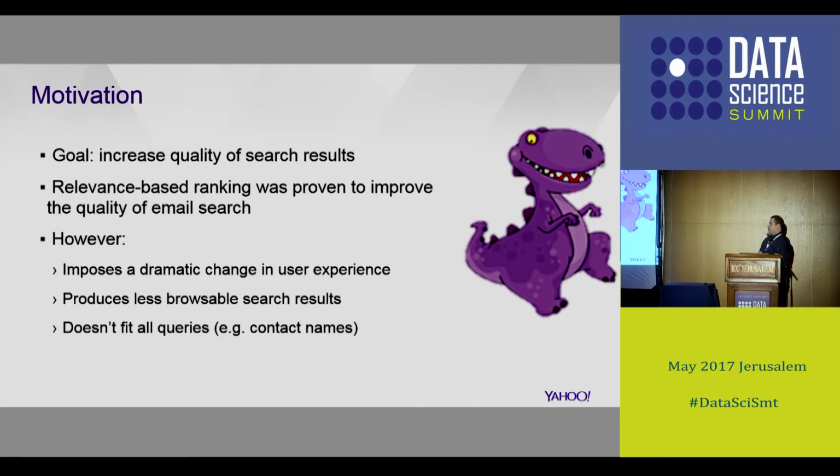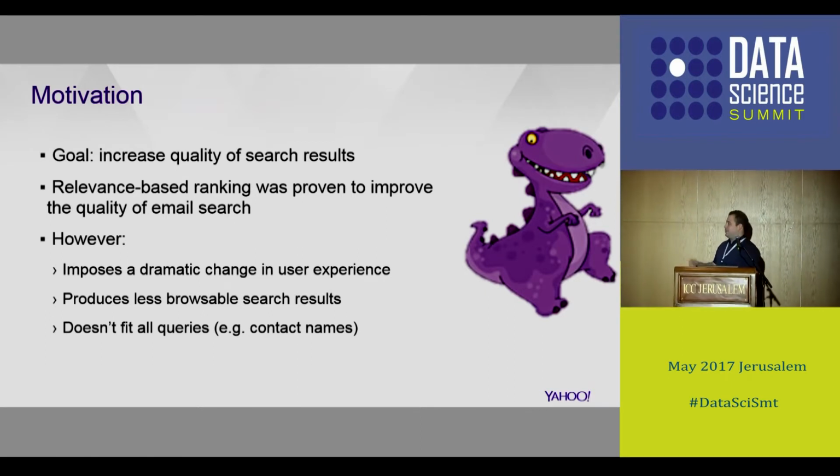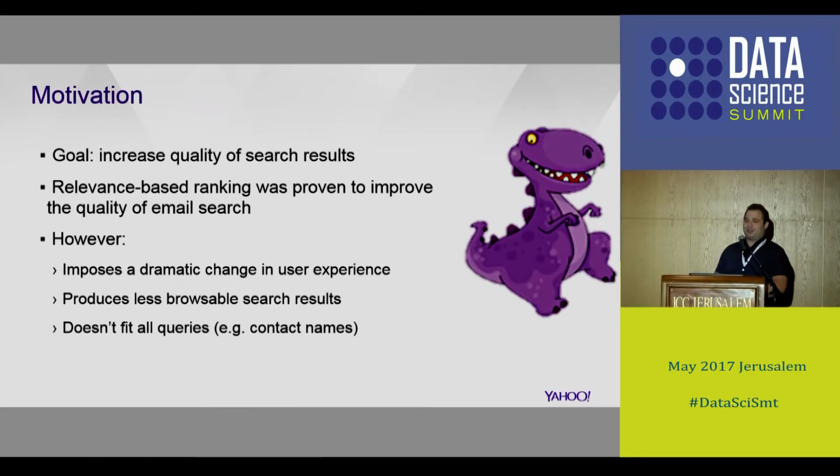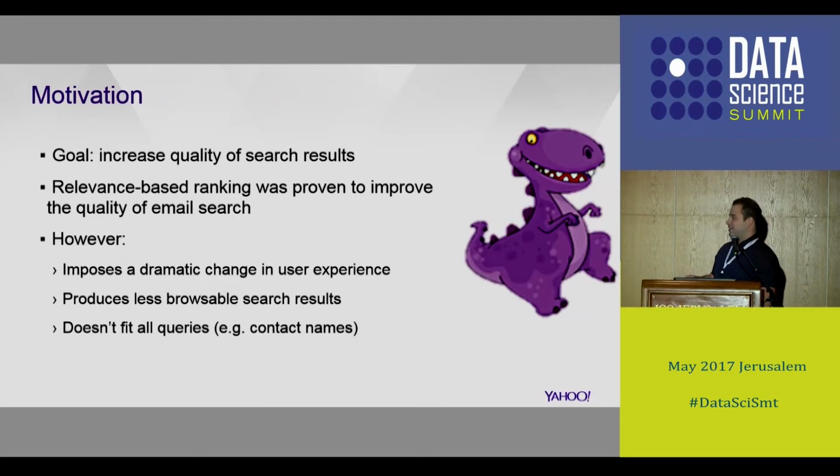And one way to do that is to just sort the results by relevance. We know that increases the metrics, we know that increases the relevance, but we don't want to do that because users generally don't like when you change stuff too much around, and that would be a drastic change in their experience.